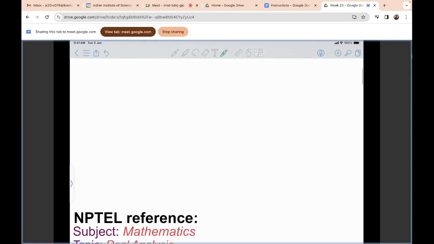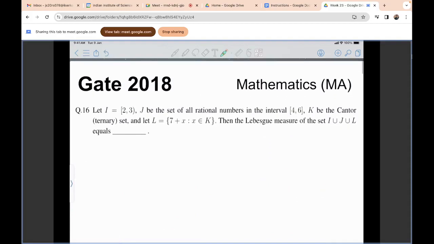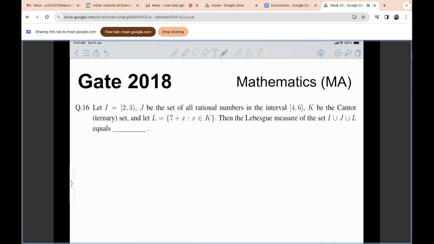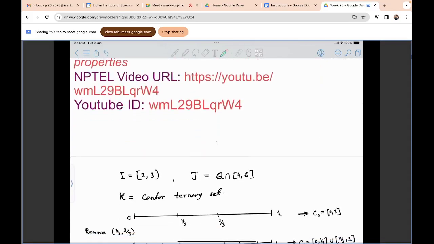Okay, so this is the NPTEL reference. You can look into it. Now let's start solving this one. I is this set closed-open [0, 3) and J is the rational numbers in the interval (4, 6). Now K is the Cantor ternary set.